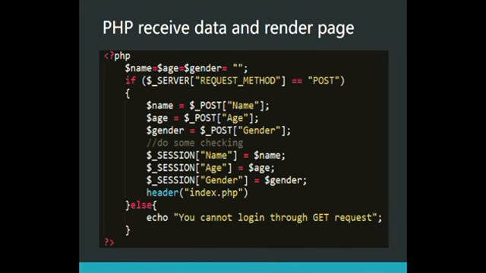Then I can do some kind of verification that it's really the user. If that's the case, I set the username and information to my session, which is also another key variable, a dictionary. Then I redirect the user to another page called index.php, and that page can check whether the user is already logged in or not, and display different contents. If it's not a POST request, we don't want the user to log in through a GET request, so we echo, "You cannot log in through GET request." This is a pretty simple example here.